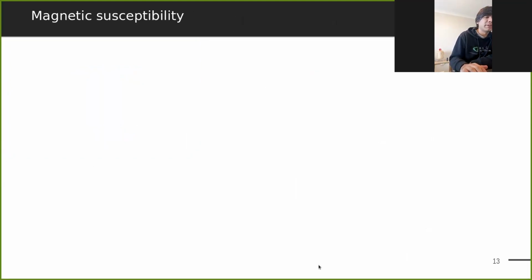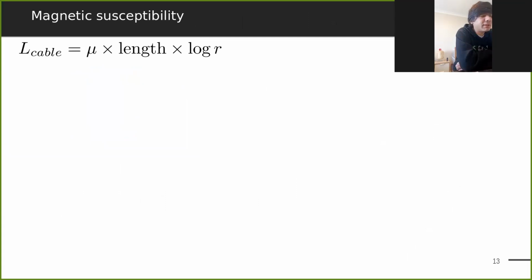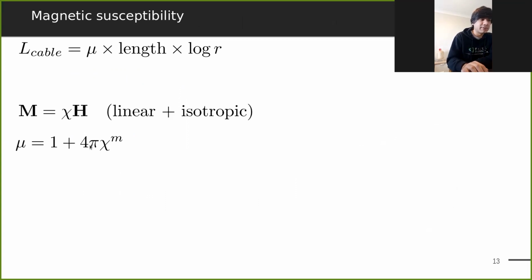Now let's take a look at inductance, or magnetic susceptibility. Let's start with that. If you try to make an inductor, let's say a coaxial cable, what you measure as inductance is basically this intrinsic quantity called the magnetic permeability, up to some geometric factors, including the length of the cable and the logarithm of the outer radius. This intrinsic property called permeability relates to the magnetic susceptibility through this relation.